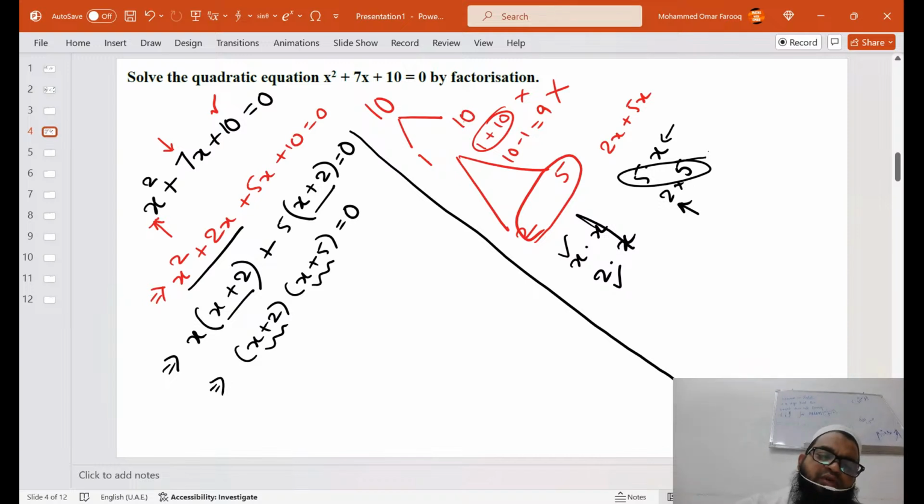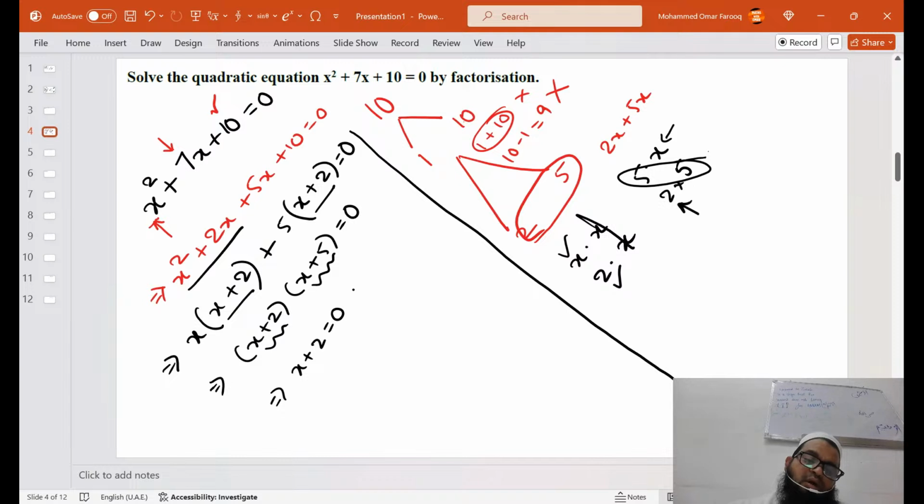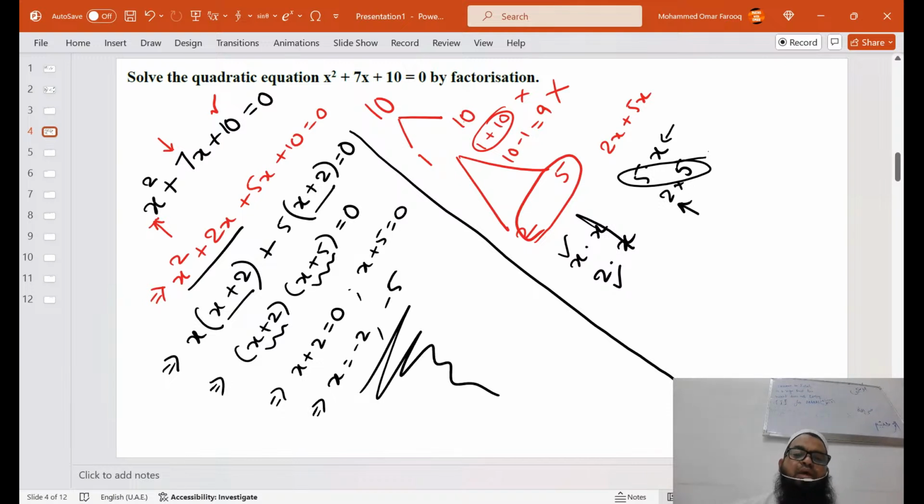When we have two terms and when the product is equal to 0, that implies x plus 2 is equal to 0 and or x plus 5 is equal to 0. It can be both. So x is equal to minus 2 comma minus 5. So this we have done using factorization.